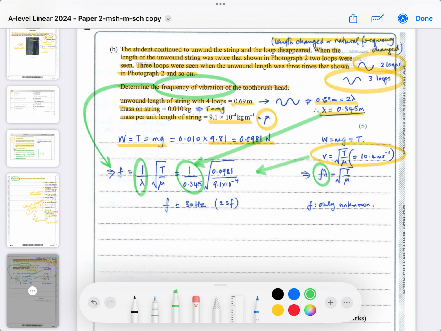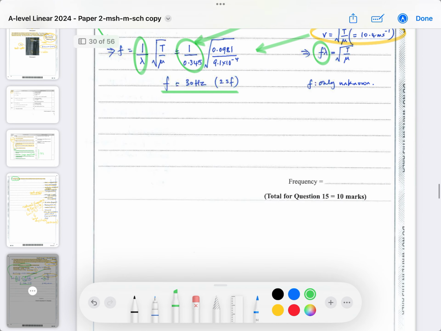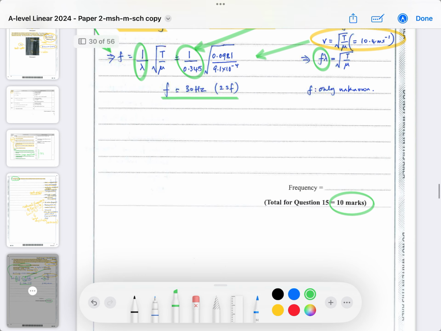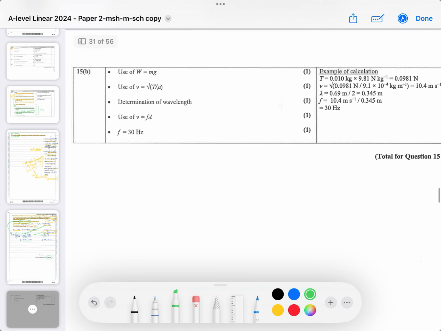We know the tension, and we know mu, so all you've got to do is put the numbers in, and you get 30 hertz to 2 significant figures. So that is the frequency of the toothbrush head. And that's 10 marks. Okay, there's the rest of the question that we just did. That's 15b.